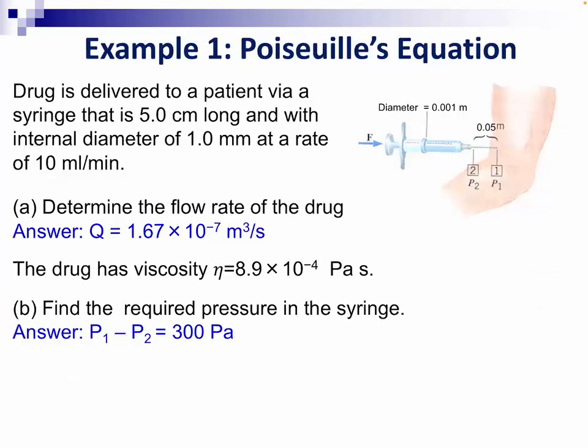Now let's look at this numerical example where a drug is delivered to a patient via a syringe. The syringe is 0.05 meters long, or 5 centimeters long, and it has an internal diameter of 1 millimeter. That means 0.001 meter internal diameter, and it delivers the drug at a rate of 10 milliliters per minute. Given that the drug viscosity is 8.9 times 10 to the minus 4, we want to find the pressure difference in the syringe.